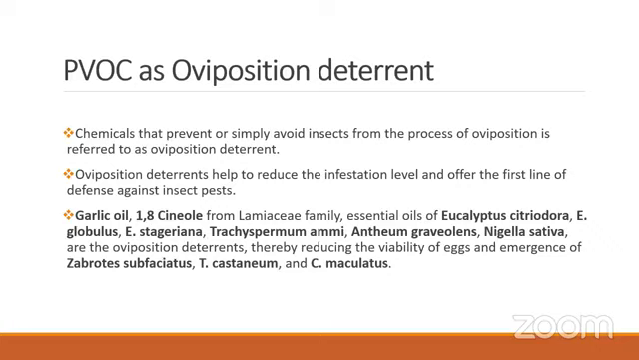If we can prevent the insect from egg laying, this would be the very first line of defense in insect pest management. In this case, garlic oil has been found promising. Essential oils from eucalyptus and even Nigella sativa are found to be oviposition deterrents in case of Callosobruchus maculatus and Zabrotes subfasciatus and various other insects. Just a few examples I have mentioned here. But these have shown very promising results and the mortality rate is relatively high.